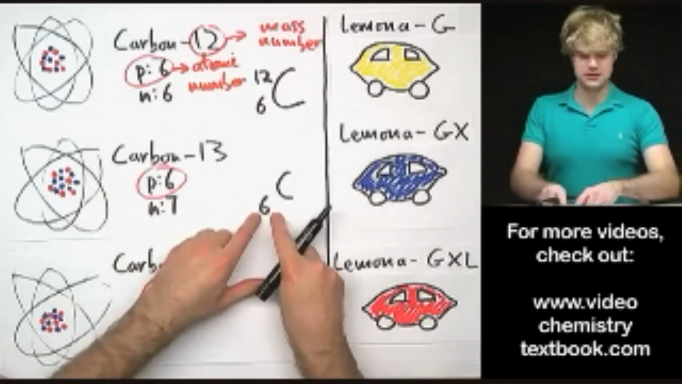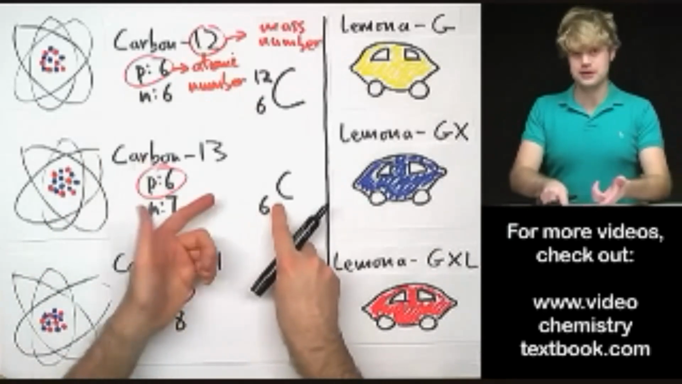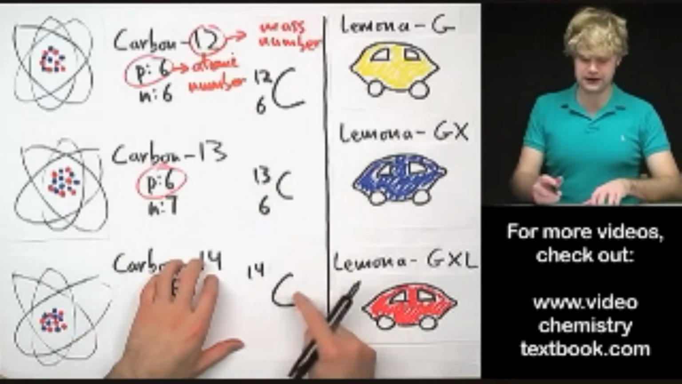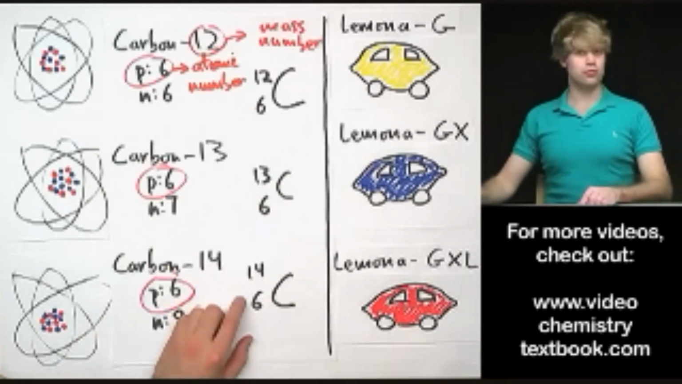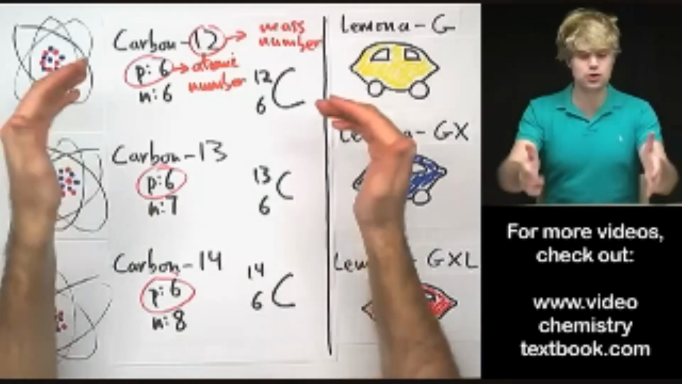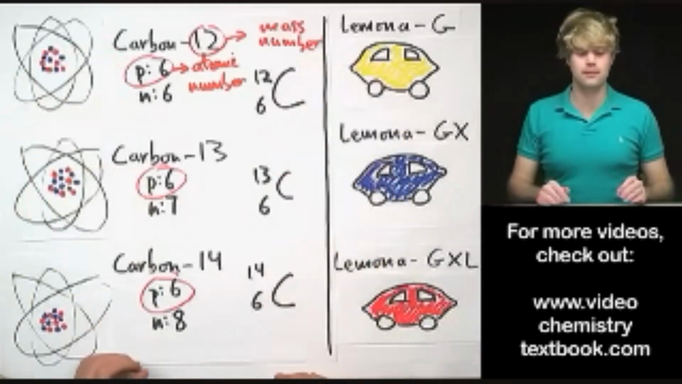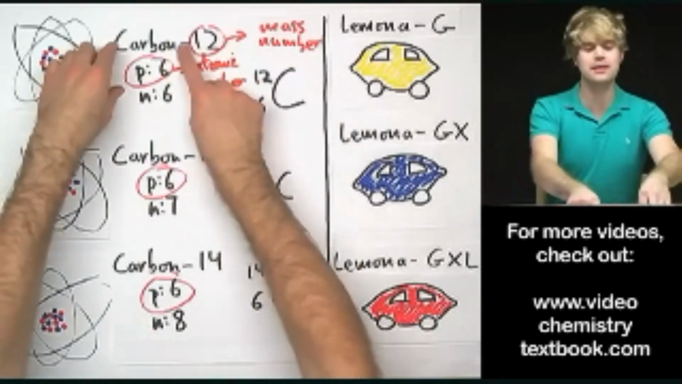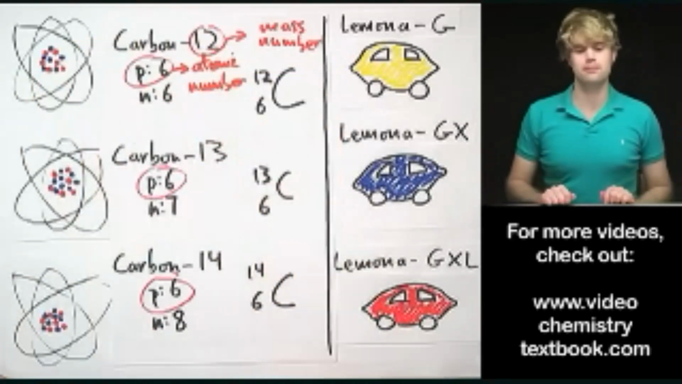Carbon-13 is going to be 6 again, because all carbon has 6 protons in its nucleus. But then the 13 up here. And finally, carbon-14, written in isotope notation, is C 6 14. So that's how we can write all these isotopes of carbon in isotope notation. And of course you can also write it as just the element name with a dash and then the number.